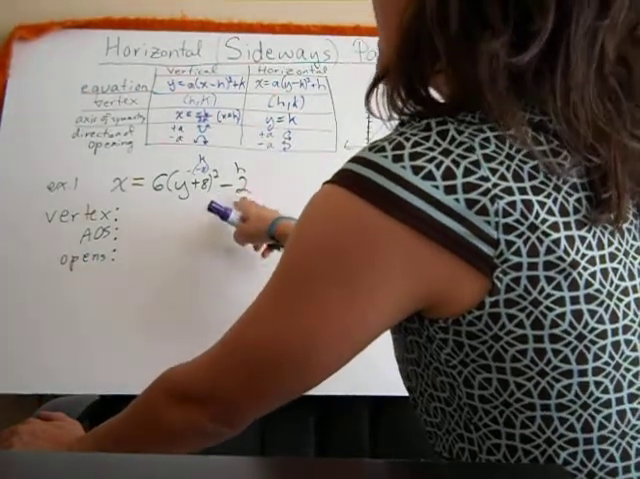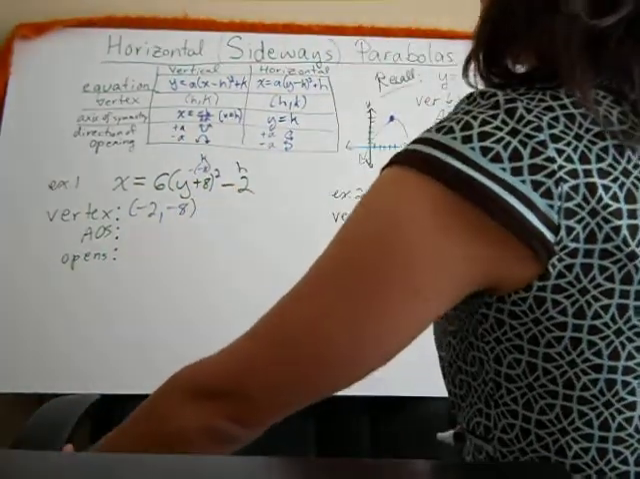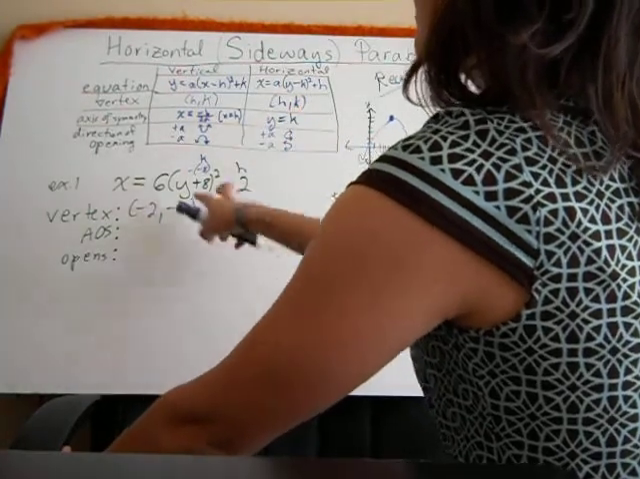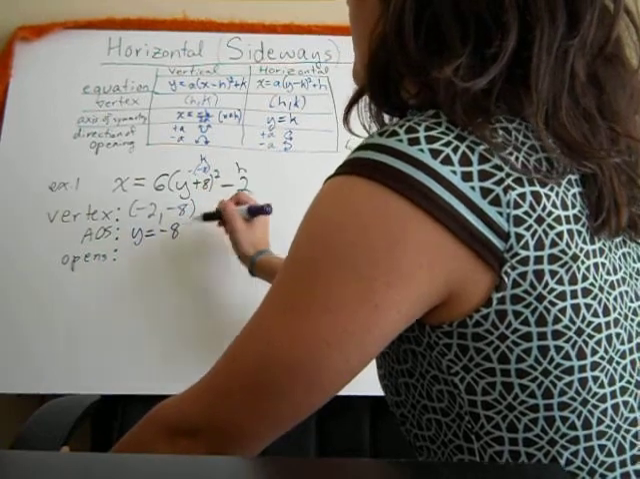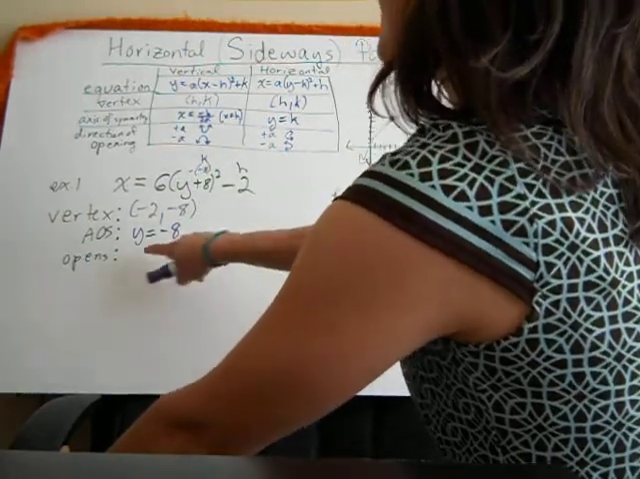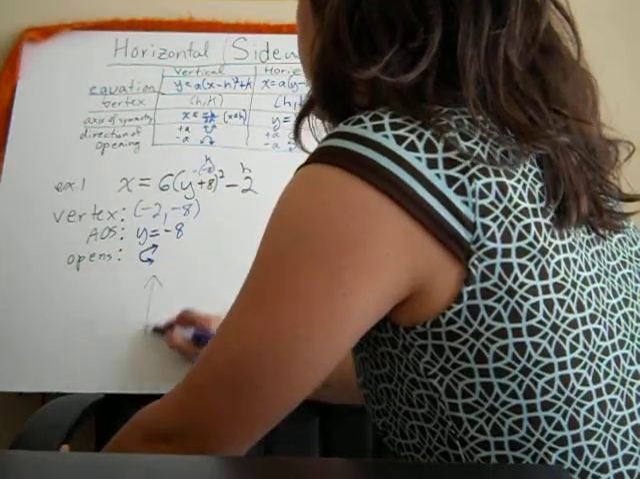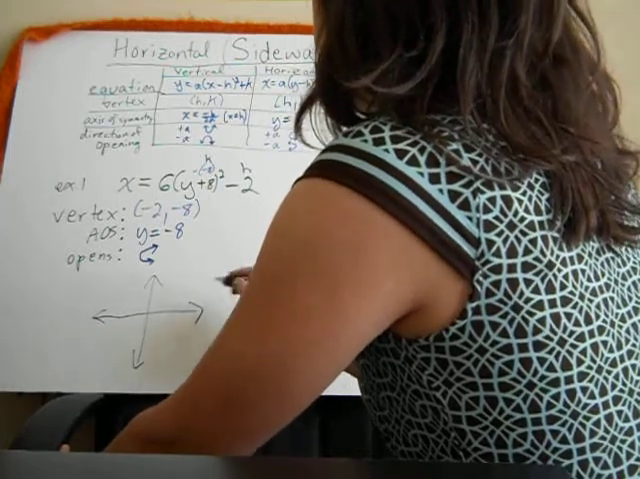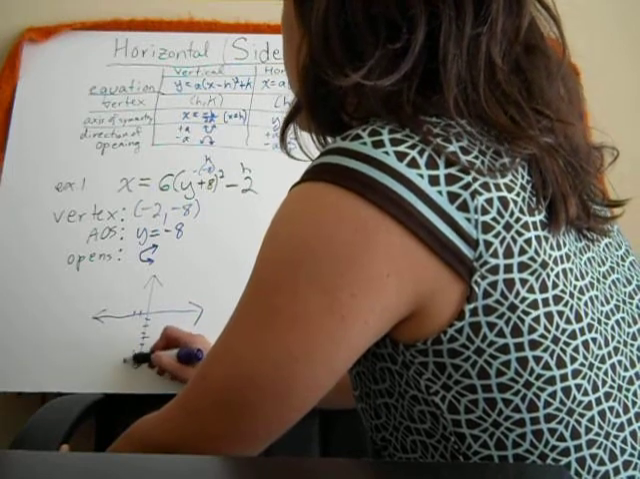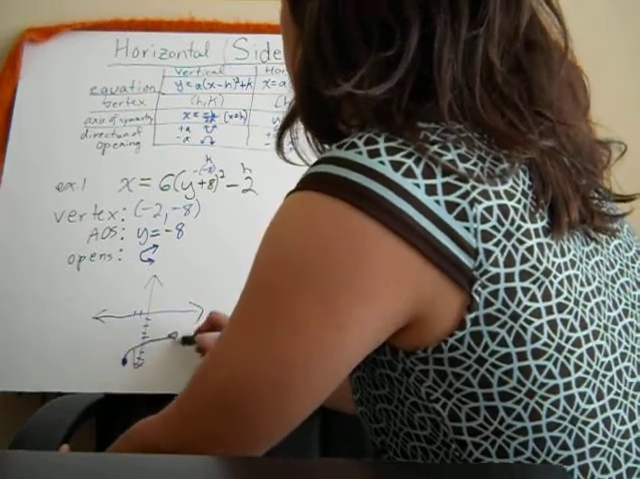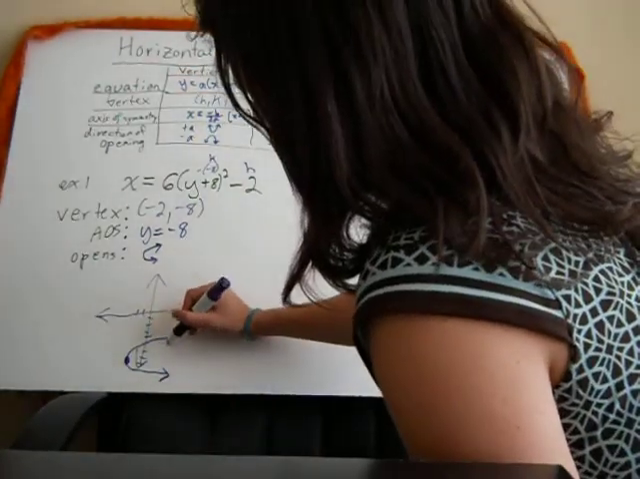So my vertex instead is going to be negative 2, negative 8. My axis of symmetry is y equals k. I like to think of it as the letters and numbers in the parentheses, because it's y equals negative 8. And this one opens, since that's positive, it opens to the right. So if I were going to sketch the graph of this, my vertex is negative 2, negative 8. Somewhere down there, and it opens to the right. May not be perfect, but something like that. Let's make that a little bit better.